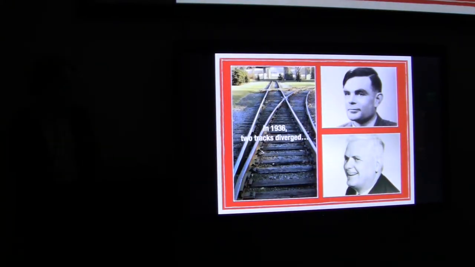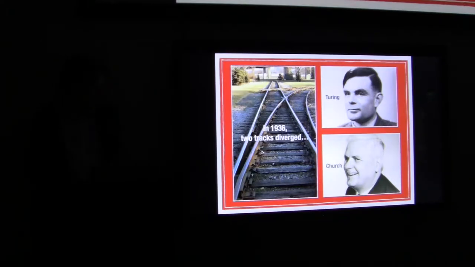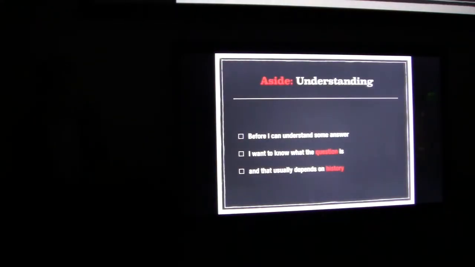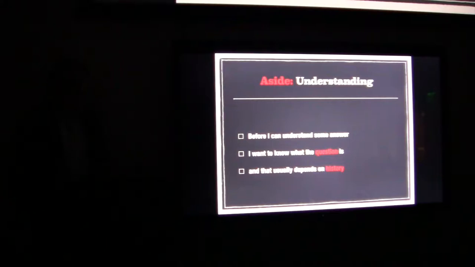In 1936. Because 1936 was when Turing and Alonzo Church both put out papers within a short period of time of one another that essentially introduced the underpinnings of what we know as modern computation. And if this seems like a bit of a tangent for a functional programming talk, it's because I usually find it easiest to understand something when I first understand the history of it. And so the history of this, I think, is pretty interesting.